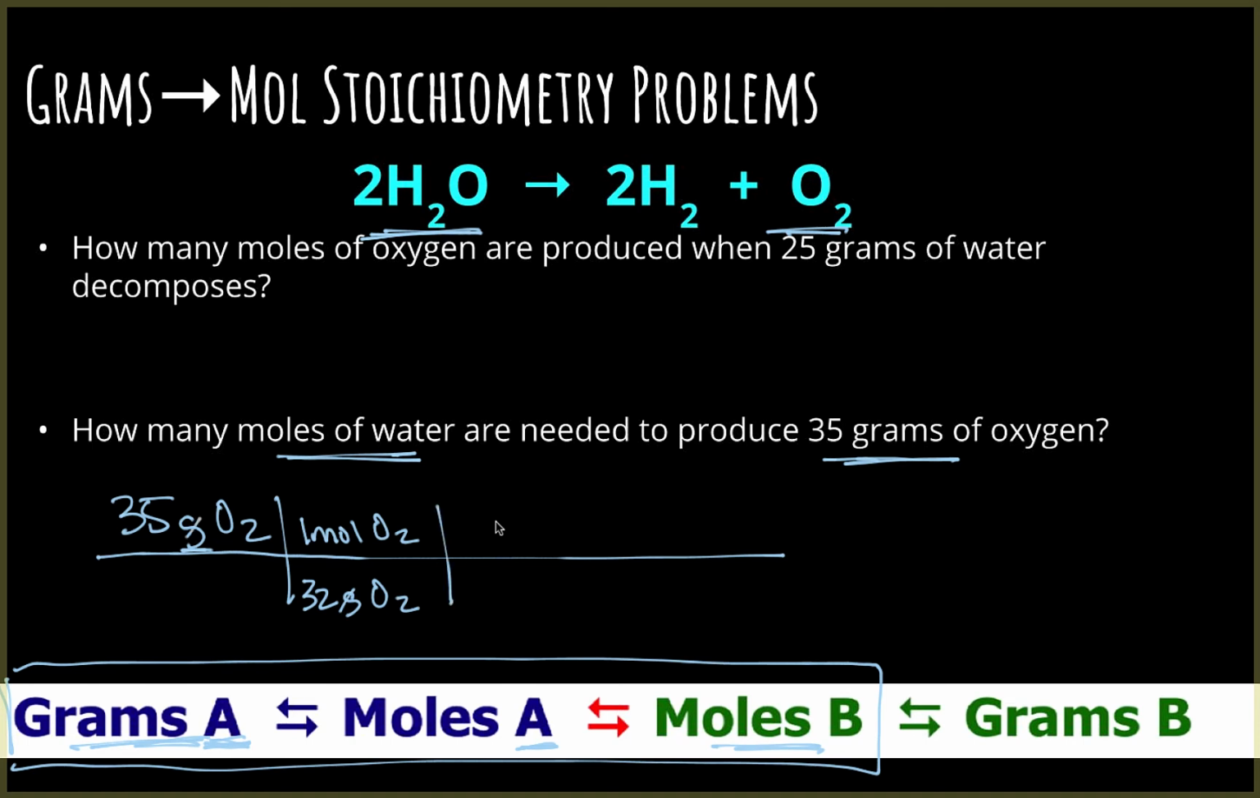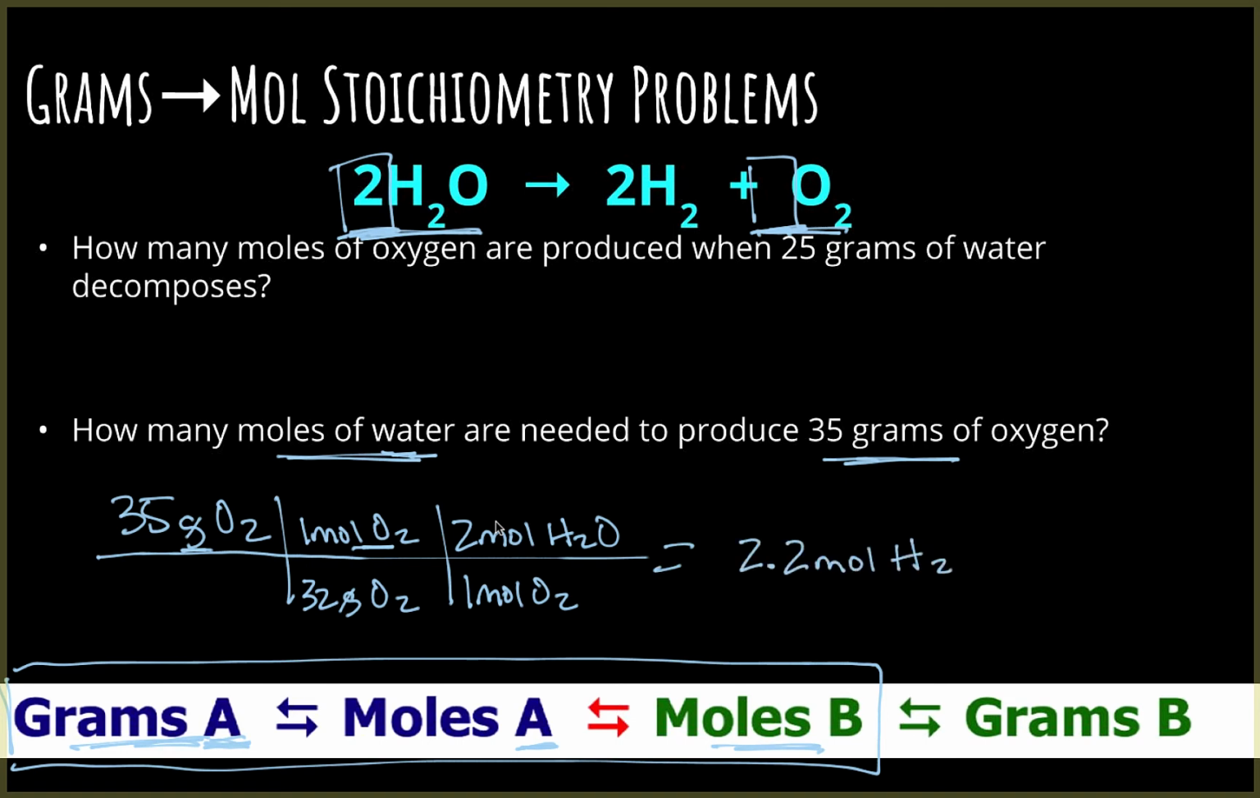Now I need to get to moles of water. Refer to your balanced equation and look for your mole ratio. 2 moles of H2O for every 1 mole of O2. I want O2 to cancel, so that goes on the bottom. To 2 moles of H2O. Multiply across, divide top to bottom. 2 sig figs, 2.2 moles of H2O. Okay, so that's the second type.